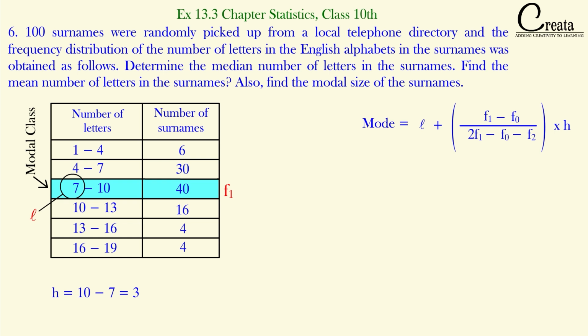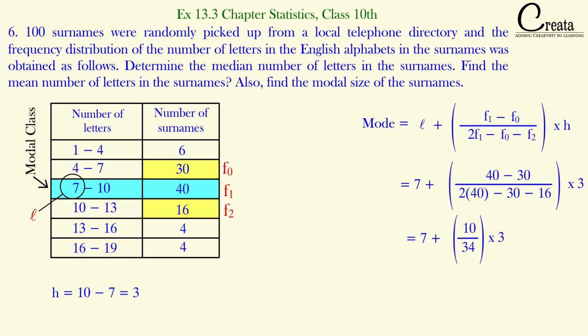F0 is the frequency before the model class frequency and F2 is the frequency after the model class frequency. We got F0 as 30 and F2 as 16. We got all the values of the formula. Let's put all the values into the formula. On solving, we got the mode as 7.88. The modal number of letters is 7.88.